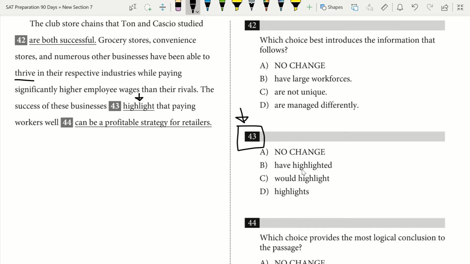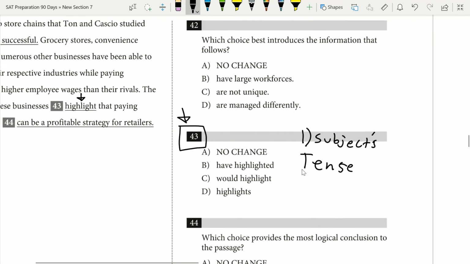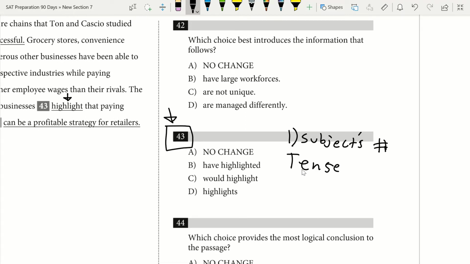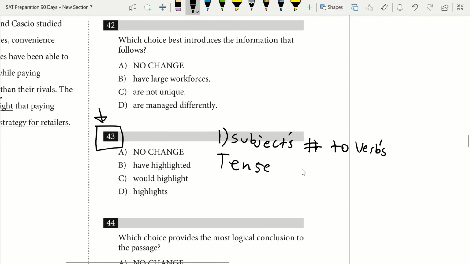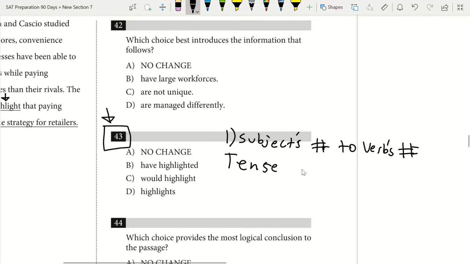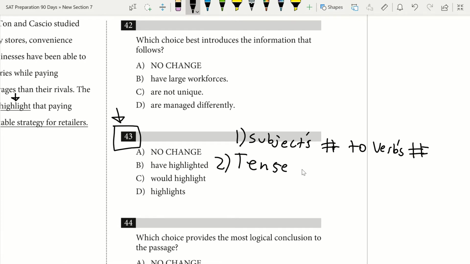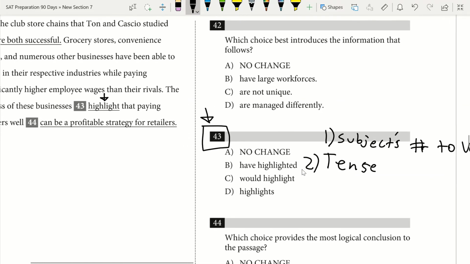If I have a verb in the middle of my sentence underlined, I'm looking to do two things more than likely. The first thing is to match my subject's number to my verb's number. If my subject is singular, I need my verb to be singular. If my subject is plural, I need my verb to be plural. And then the second thing I'm looking to do is match tense, right? I want it to be in the same tense. So those are the two things that I want to do.